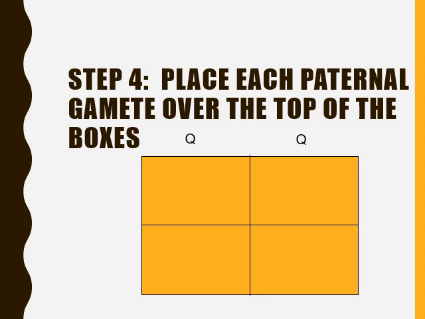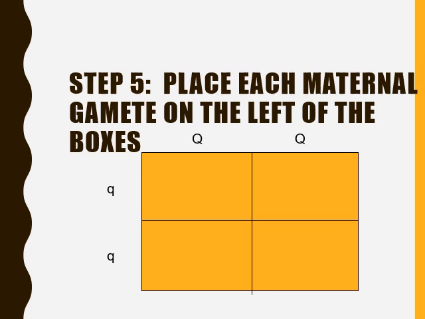So take one of your parents, put them at the top. We have one gamete from Q, big Q, and one gamete from that same organism, big Q, at the top. Going down the side, we put the gametes from the other parent, a little q and a little q. So now we have a total of 4 gametes laid out, 2 from each parent. Each parent's gametes take one side of this square.